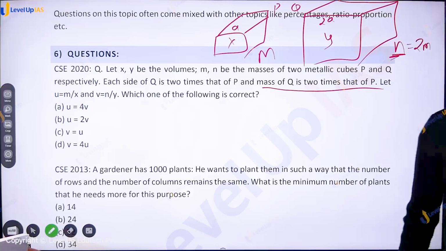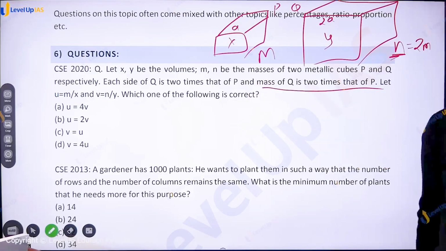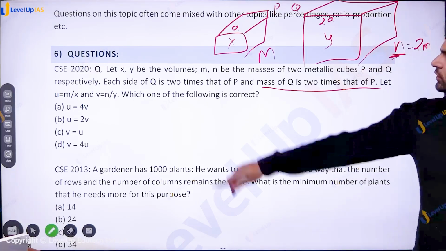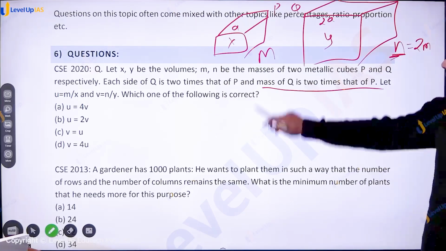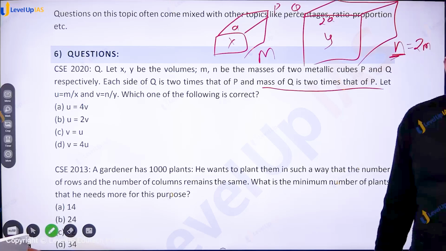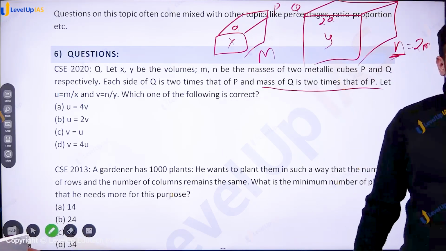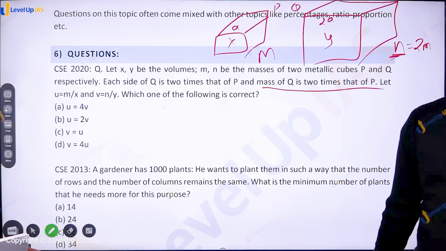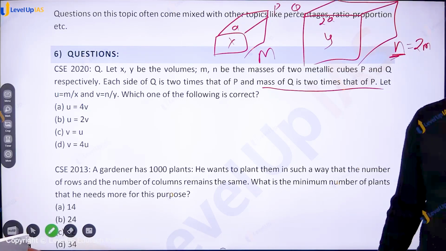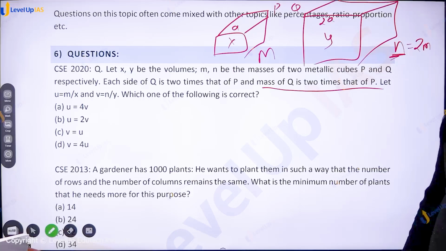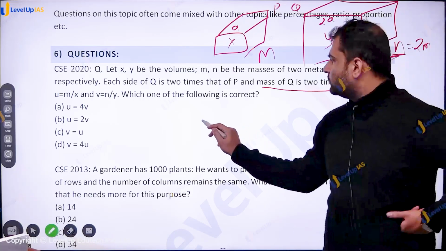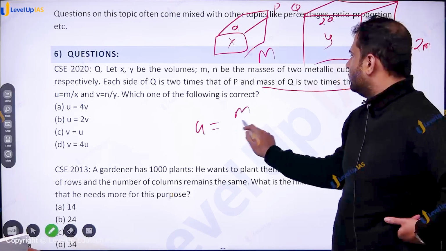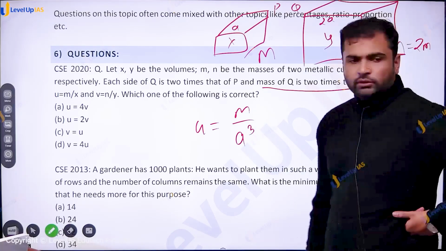Niranjan, at least write what are U and V, just put the values for U and V. What is U? U is m by x. What is x? X is volume of smaller cube which is a cube. Right? So u is equal to m by a cube.